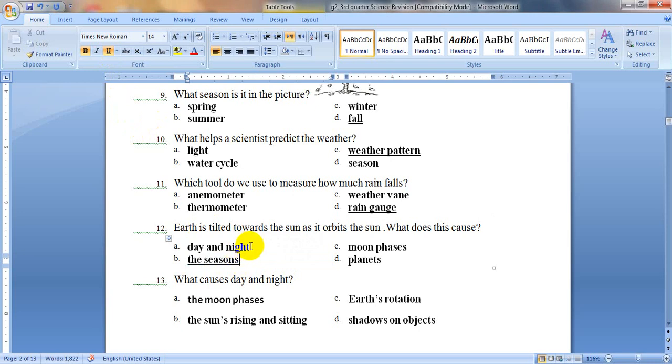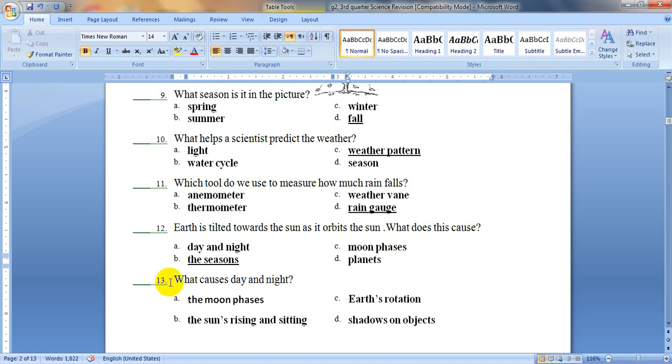Of course, it doesn't cause day and night, because we said day and night happens because of the rotation of Earth around its axis. Of course, it's not moon phases, because we said the moon phases happens to the moon because it's moving around Earth. And of course, it's not planets, because planets are already moving around the sun in their orbits.